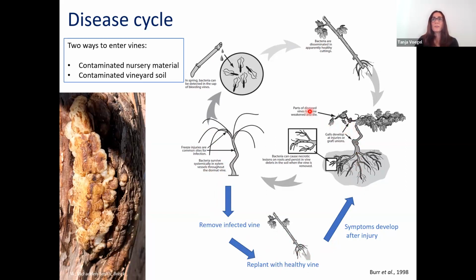So there are two ways how the bacteria can enter in the vines. So the first one would be through the contaminated nursery material, and the nurseries themselves, they may not even know that the material is contaminated. And then the second way is through contaminated soil that's already in the vineyard.